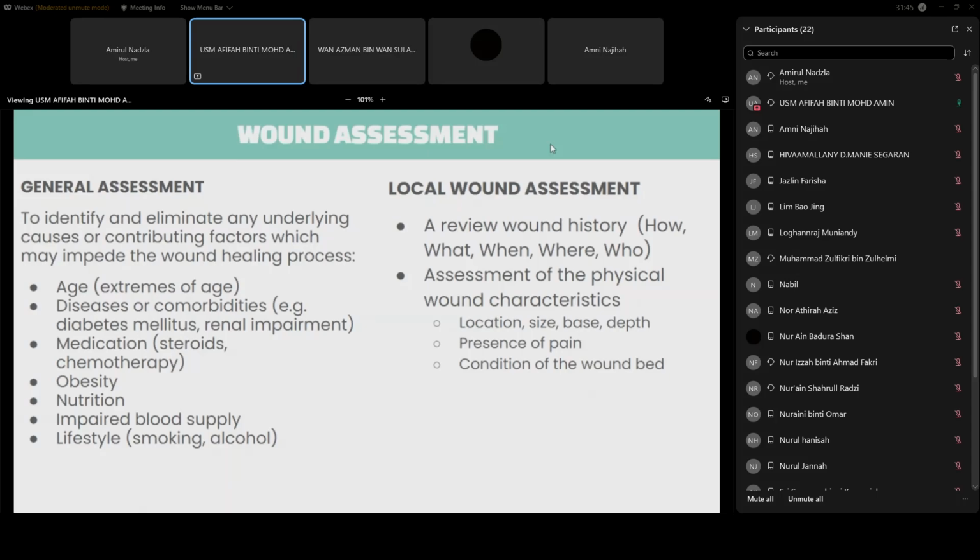And then as for the local wound assessment, we have to do a review of wound history on how the wound happened, what causes the wound to occur, and then when, where, and who. And then next we assess the physical wound characteristics, which include location, size, base, and also depth of the wound. If there is any presence of pain, and then condition of the wound bed.